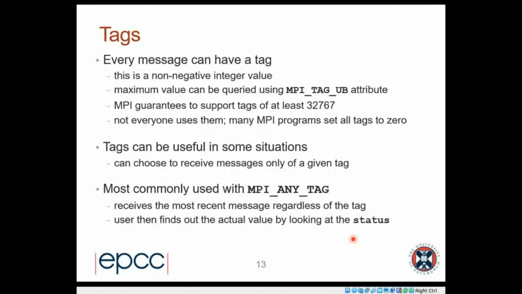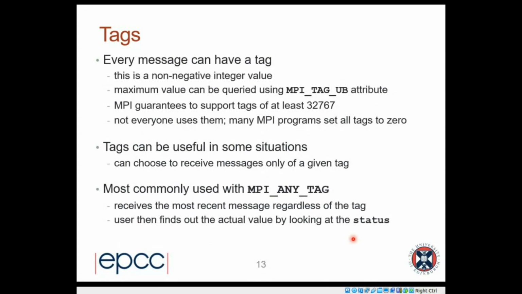So we sometimes get problems where people have programs where the tags go into the billions, and it works with one MPI implementation, not with another. But not everyone uses tags. You have to specify them. I very rarely use them. I often set all tags to 0. If you're not using wildcards, then tags are of no use really. Okay, but most commonly people use them.